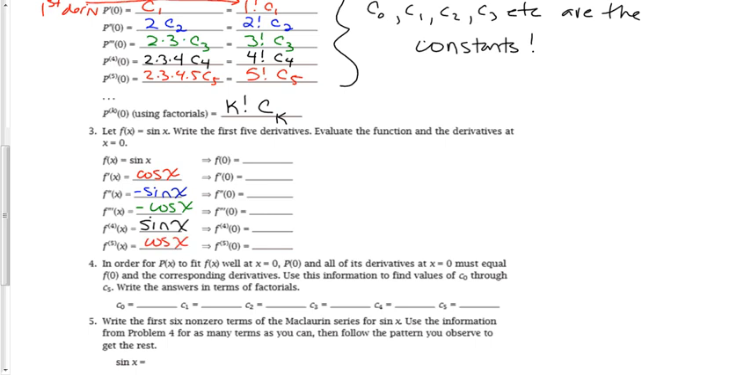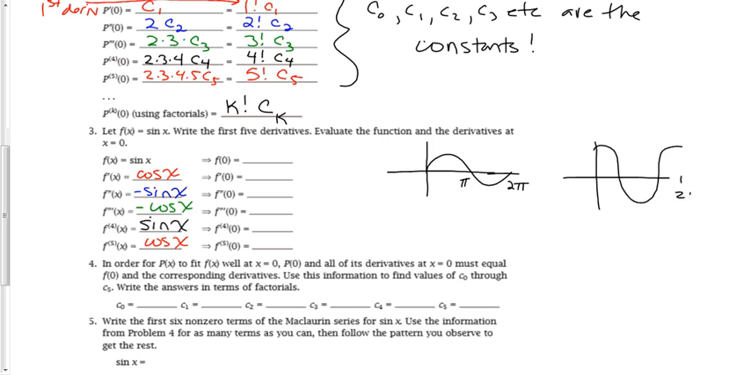Now I need to evaluate each one of these at 0. So sine of x at 0. Sine of 0, sorry, let me get my little sketches going. So here's my sine, 2 pi, pi, and then here's my cosine, 2 pi, pi. Okay, helps me out. So the sine at 0 is 0. Cosine at 0 is 1. Negative sine at 0 is 0. Negative cosine at 0 is negative 1. Sine of 0 is 0. And cosine of 0 is 1.